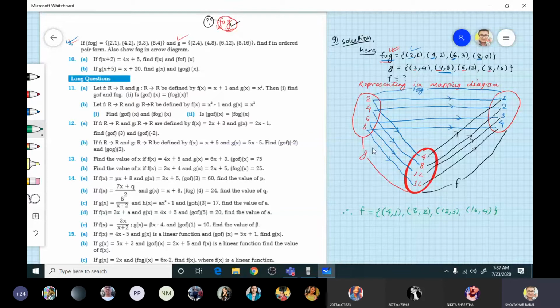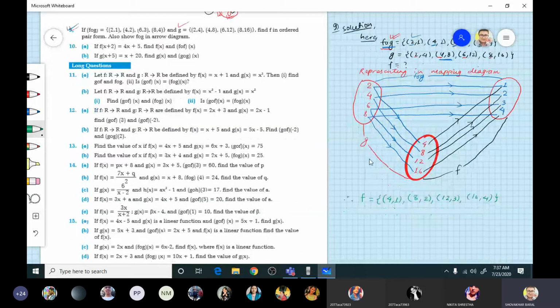Okay, now the question number 10a. Let me be a bit fast, okay? It may take time if I go through each question. Let me discuss question number 10a, and I'll solve a few of the long questions, and I'll go to the inverse functions.